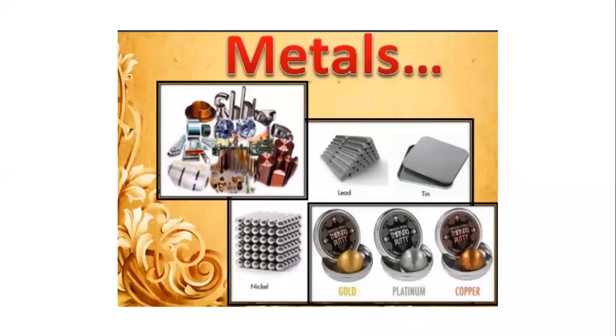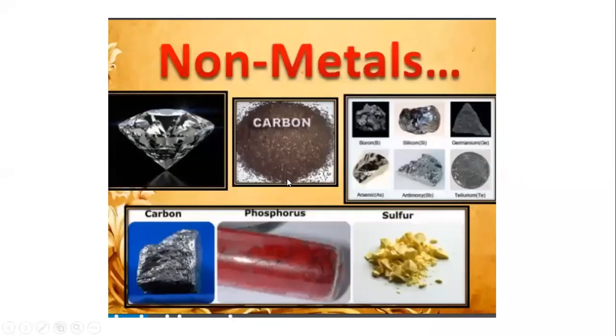So here are some examples of metals given: lead, tin, nickel, gold, platinum, copper. All these things around us are nothing but metals. Similarly, carbon, diamond, oxygen, phosphorus, sulfur, boron, silicon, all these are non-metals.